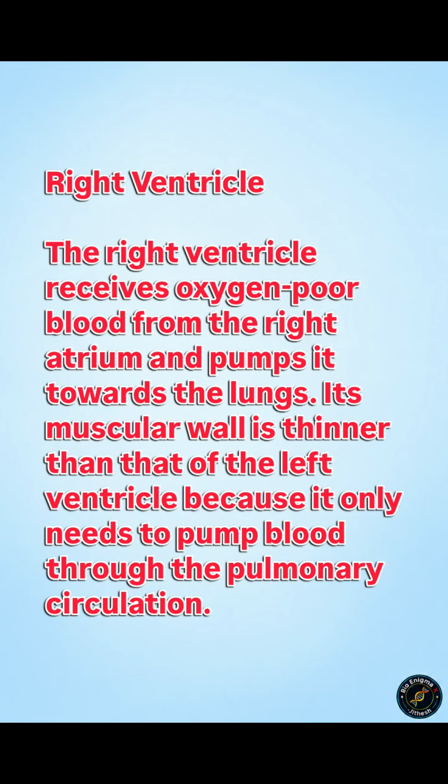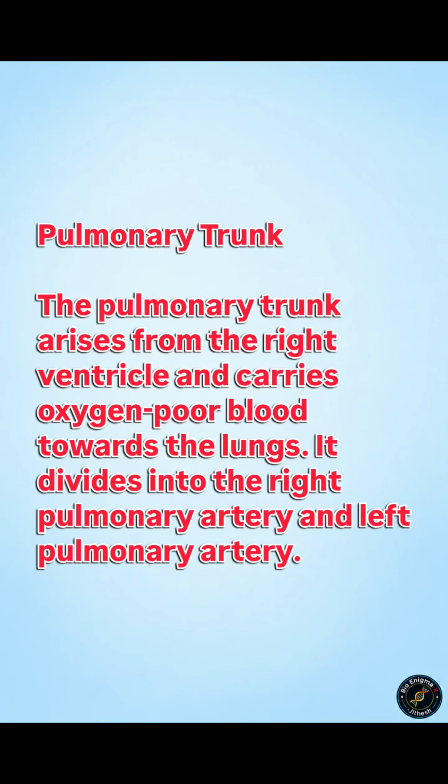Right ventricle. The right ventricle receives oxygen-poor blood from the right atrium, and pumps it towards the lungs. Its muscular wall is thinner than that of the left ventricle because it only needs to pump blood through the pulmonary circulation. Pulmonary trunk. The pulmonary trunk arises from the right ventricle and carries oxygen-poor blood towards the lungs. It divides into the right pulmonary artery and left pulmonary artery.